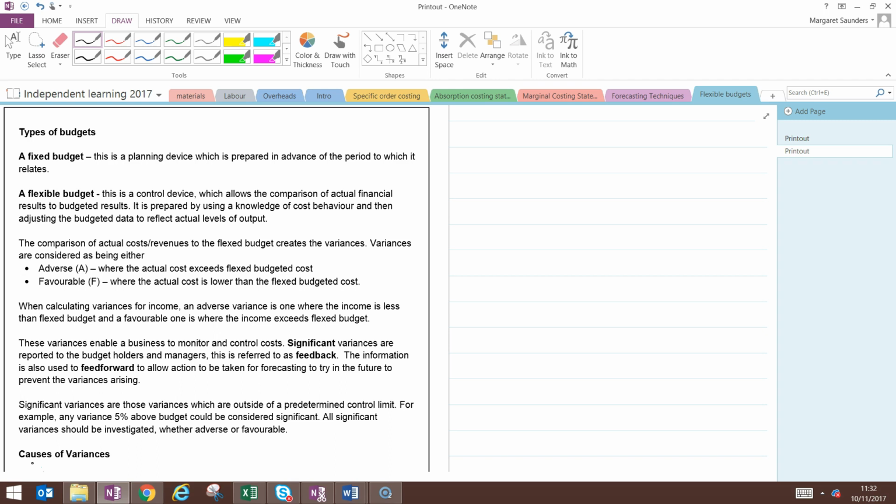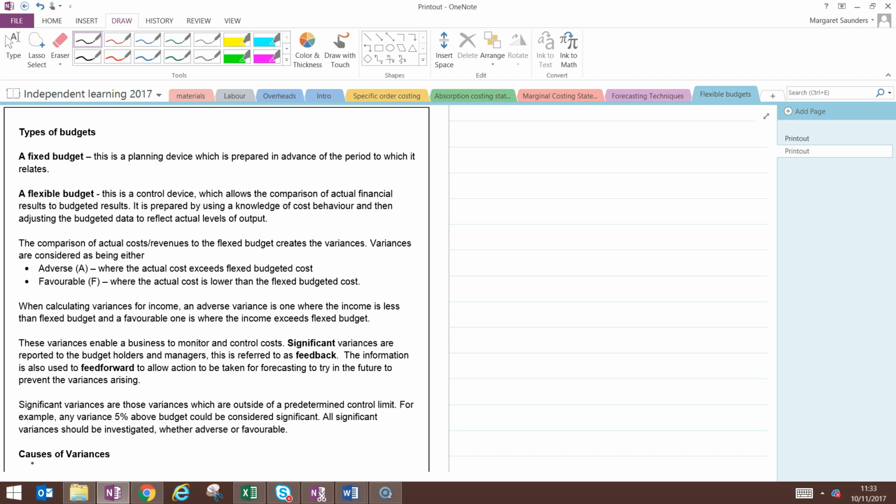Once we have produced a flexible budget, we will compare the actual costs and revenues incurred to the flexed budget. The differences are referred to as variances. Variances are considered to be either adverse, where the actual results are worse than budget, or favourable, where the actual results are better than budget.